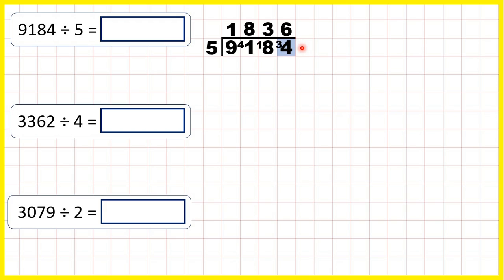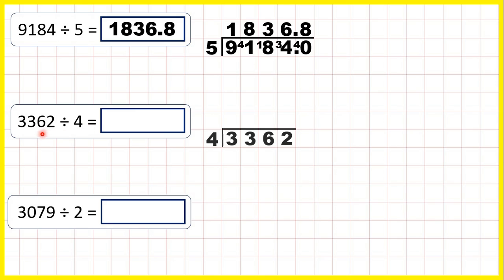But to write our remainder 4, what we're going to do is extend our dividend with a point 0 and copy the decimal point up into our answer. We can do that because 9,184.0 is the same as 9,184. Putting point 0 on the end of a whole number doesn't change the number, but now we can write our remainder 4 in front of the 0 that's now in our tenths. So 40 divided by 5 is 8, so our answer is 1,836.8.